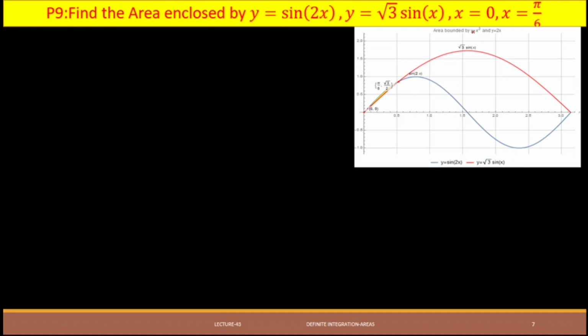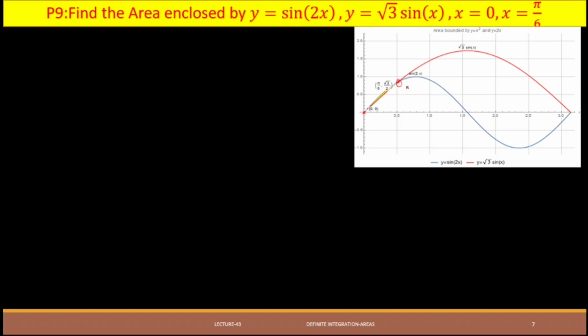Now we have to find out the region enclosed by the two curves, namely sine 2x and root 3 sine x, comma x is equal to 0 and x is equal to pi by 6. So here this is pi by 6 and this is 0 comma 0. So you can see that a narrow strip here which is enclosed by these two curves. This is the region that we need to find out. We need to find out this point of intersection.